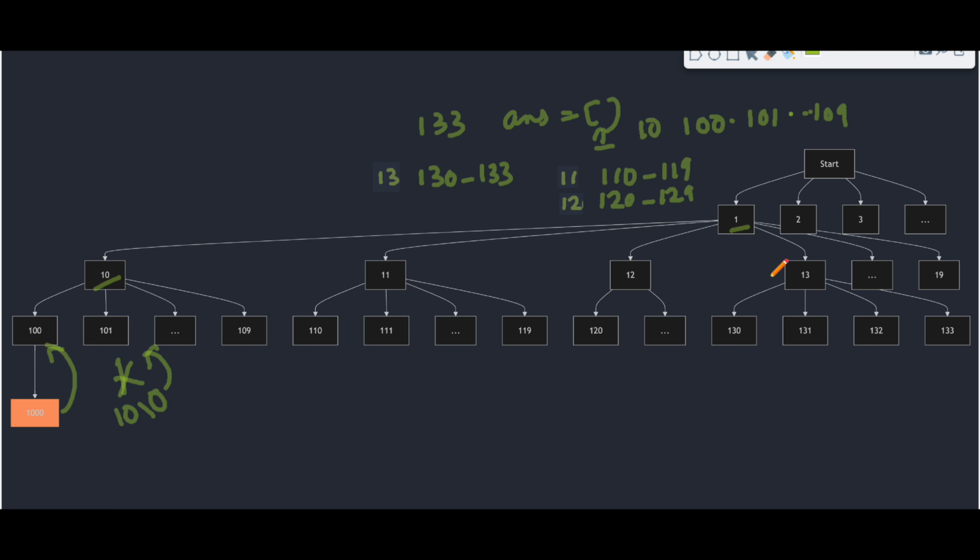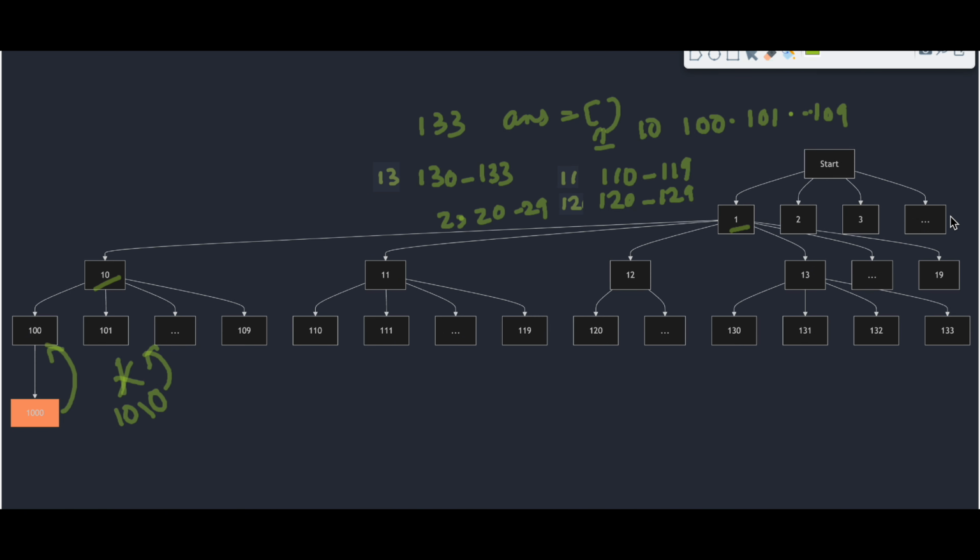We backtrack and go to 14 and add all the numbers from 14 to 19 to our answer. So now all the numbers starting from 1 have been processed. Then we go to 2. Similarly, we will start adding all the numbers starting from 2. So we will add 2, 20, 21, and so on. Similarly for 3 and all the way up till 9 and add all the numbers.